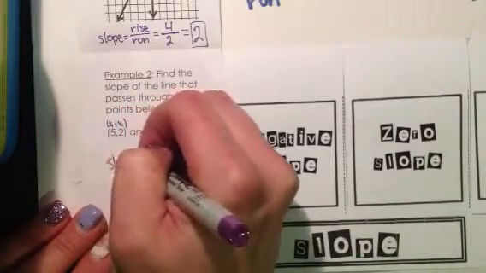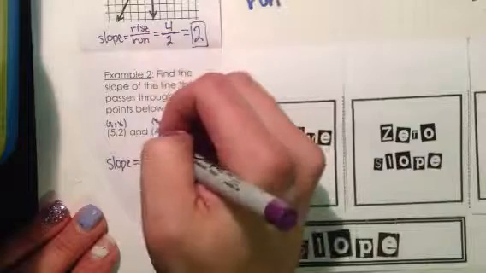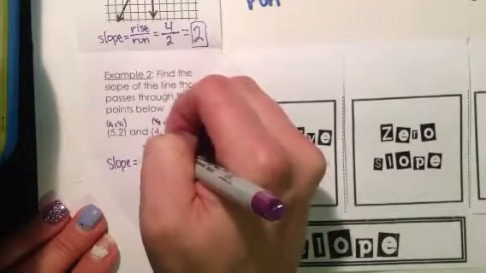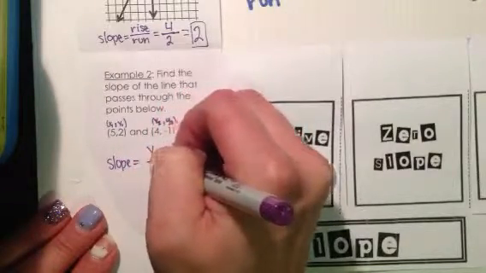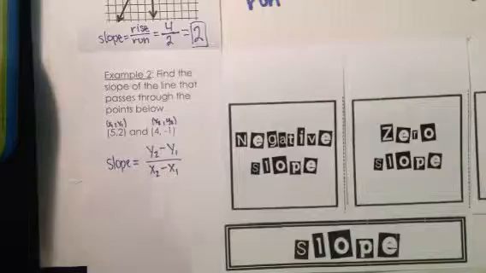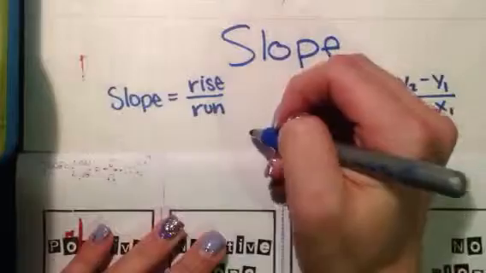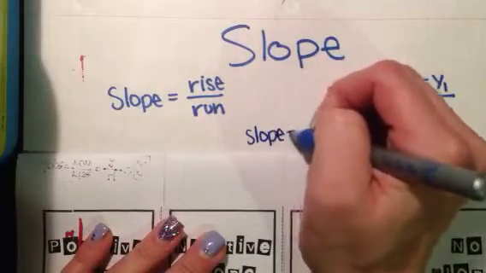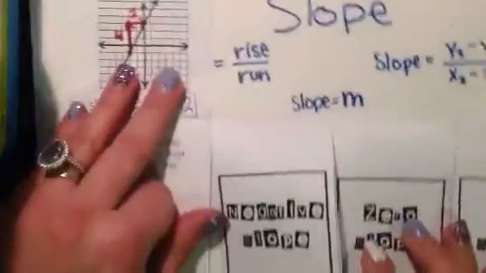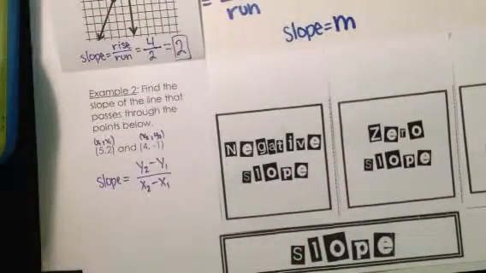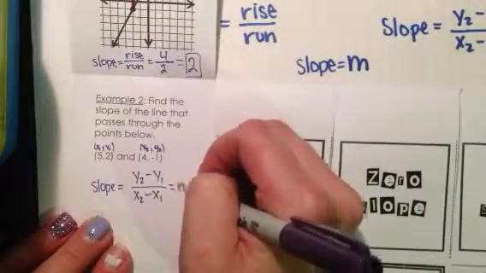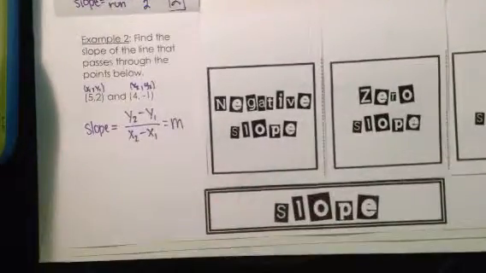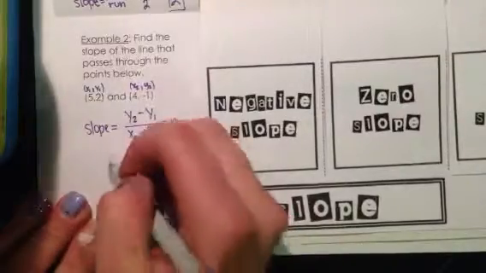Slope equals y2 minus y1 over x2 minus x1. Now I actually forgot to tell you something at the beginning. Slope is also represented by the letter m. Sometimes you're going to see people write that this equation, or rise over run, is actually equal to m. Now let's get back to plugging in our values for this equation.